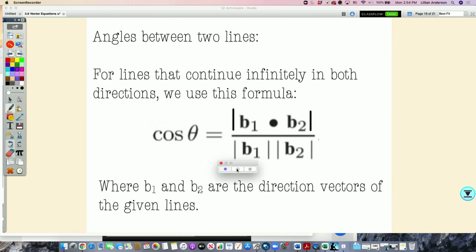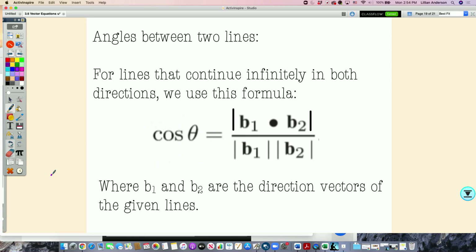How to find the angle between two lines, okay? For lines that continue indefinitely in both directions, we use this formula. It is slightly different from how we find the angle between two vectors because it is two lines. The difference is that you are finding the absolute value of the dot product, let me rephrase.